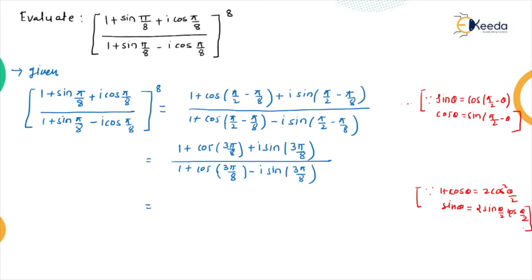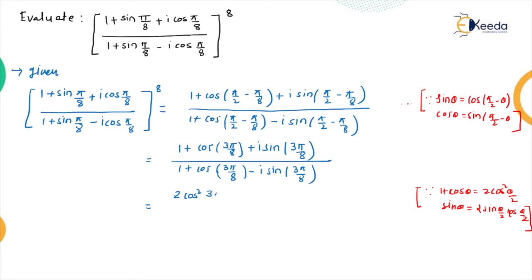We have to use these formulas, guys. You have to use these formulas. So what we will get in the next step using this formula? This is 2 cos square of 3 pi divided by 8 and divided by 2, so it becomes 2 cos square 3 pi divided by 16, guys.